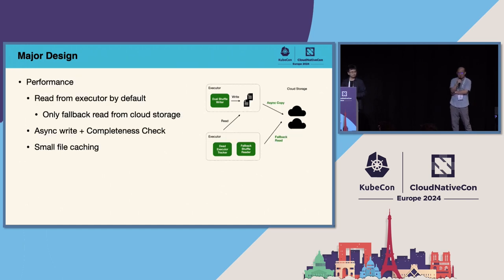So as I mentioned, that's the challenge. And so we had to make a number of optimizations in order to achieve cost efficiency. And here we list a few of them. So firstly, we only read from cloud storage if we have to, meaning that the majority of the reads are still going to the local disk. So the majority is still going to the fast local disk, and we only fall back if we have to.